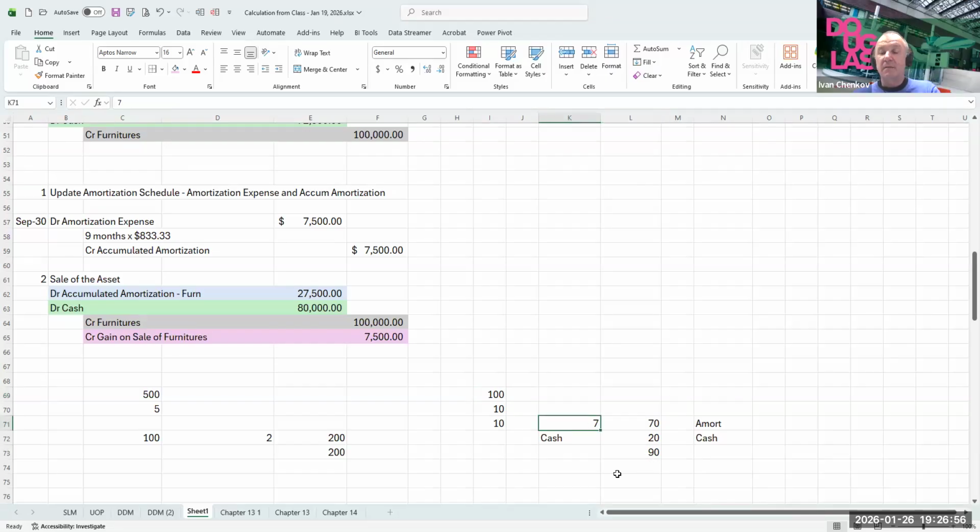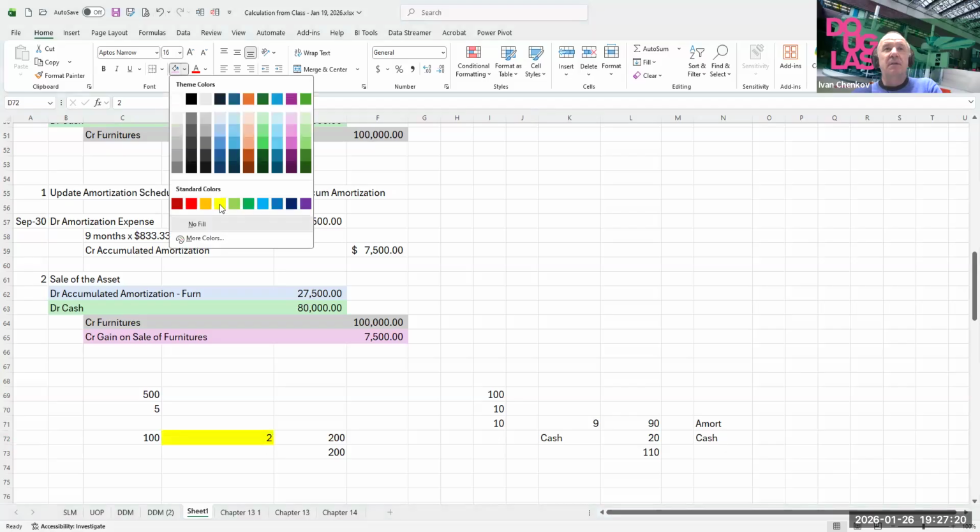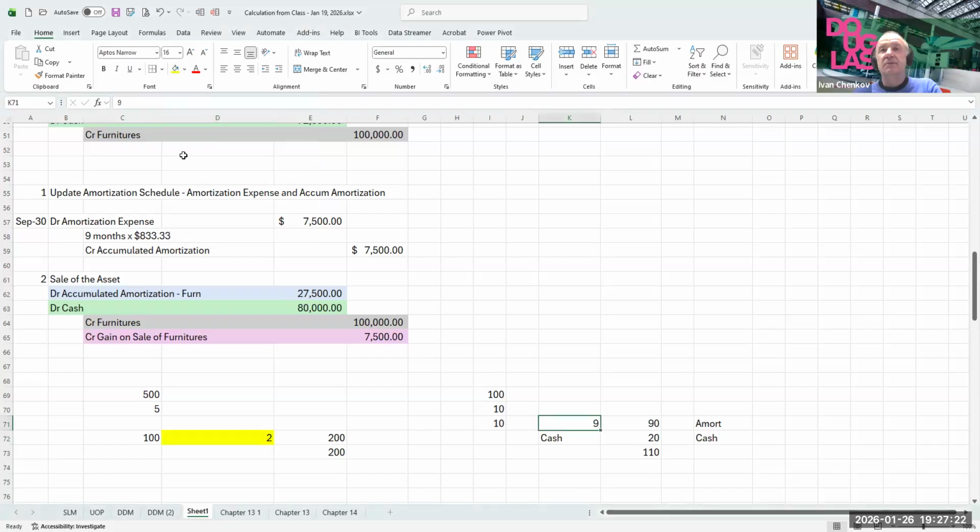If I use it for 9 years, then that changes everything. Then amortization and cash is 110. I paid 100, that means now my gain is $10. Make sense? I'm going to leave those numbers here. The next thing you have to do is change the number in the yellow cell. Once you change the number in the yellow cell, that's going to give you the gain. That will be here, gain or loss.